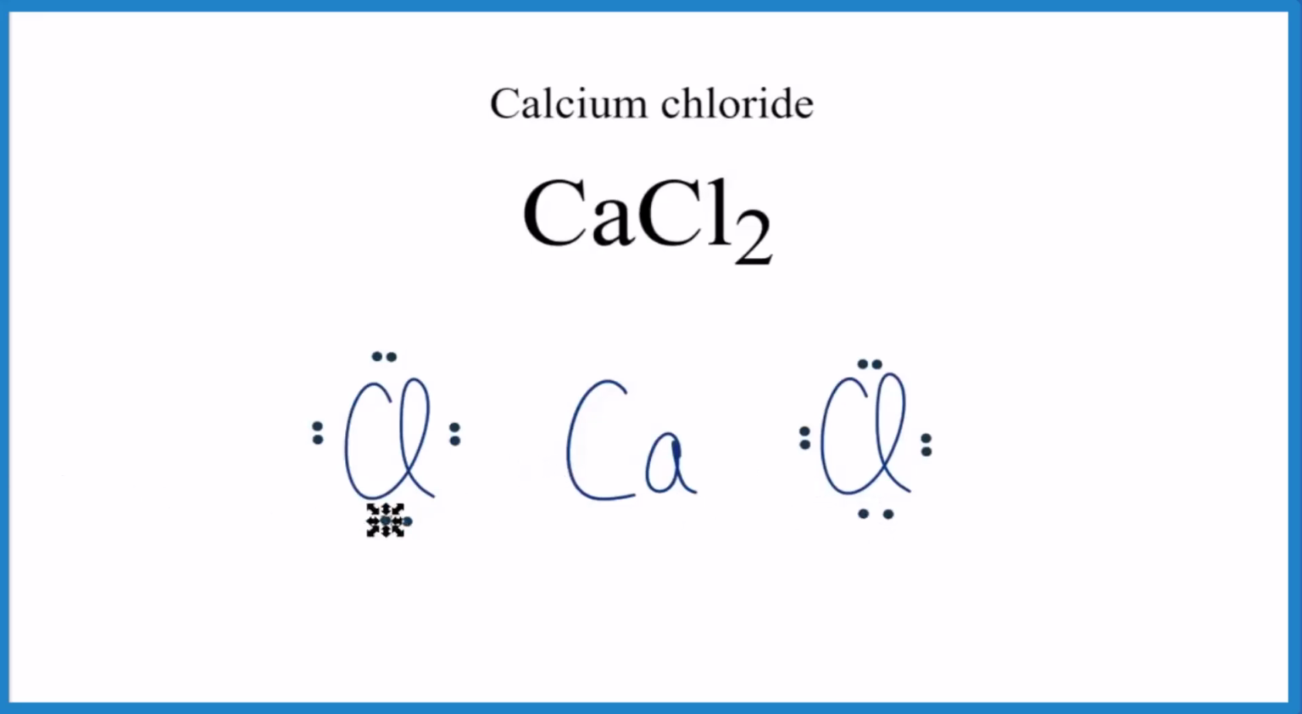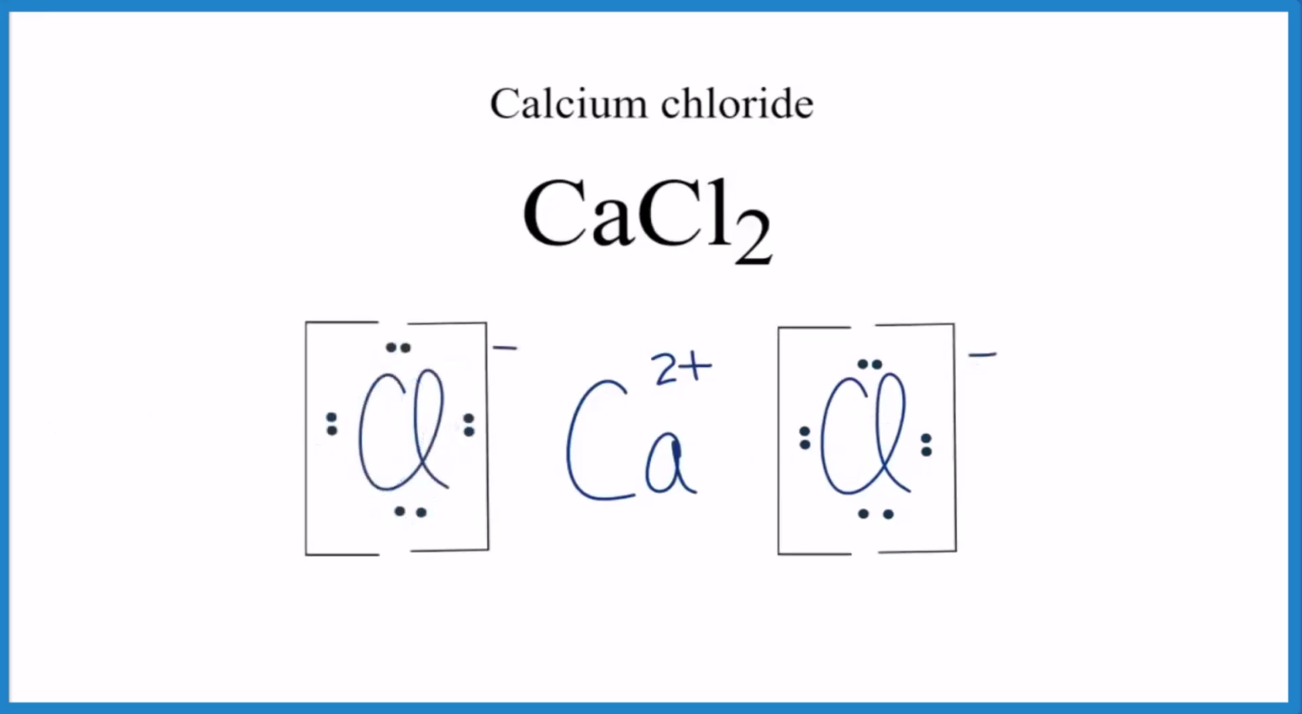And now, since the calcium has lost 2 valence electrons, it has a 2+ charge. The chlorines, they've each gained 1 electron. They become a 1 negative. We put brackets around the chlorines, and that makes this the Lewis structure for CaCl2.